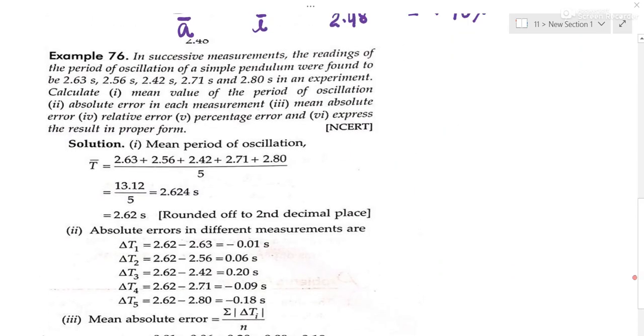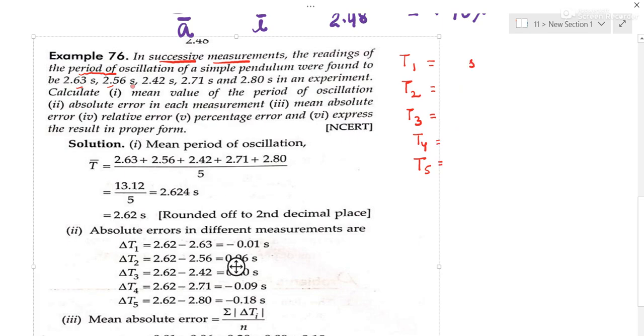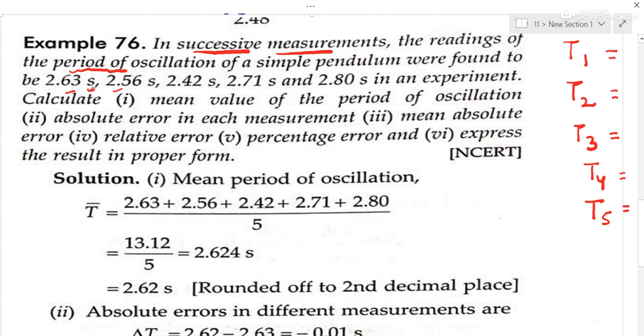So let us see the next question. In this question, in successive measurements, successive means one after another, the readings of the period of oscillations, period means time period. The readings are these. So you note them down. How would I note down T1, T2? These readings I would note down like this up to T5. So you can note down peacefully with units. Seconds written with each.